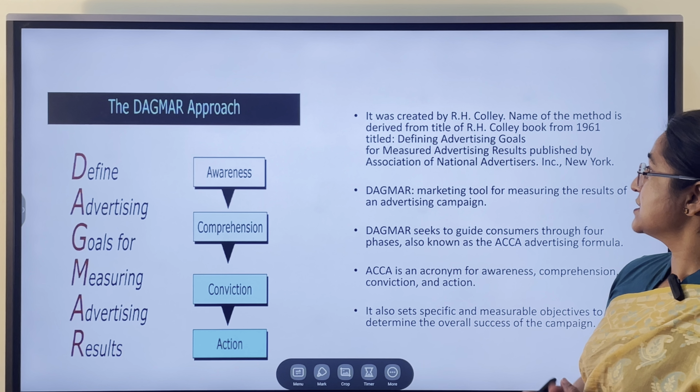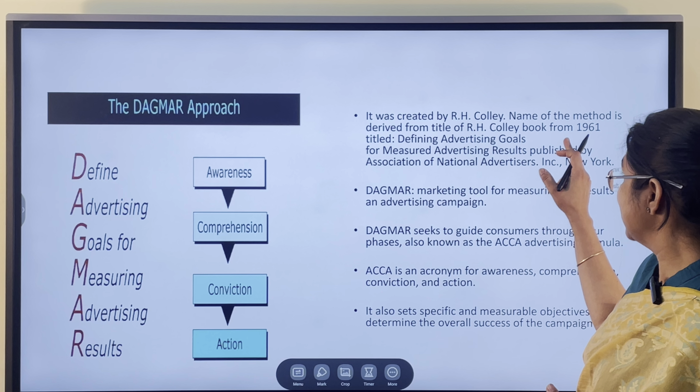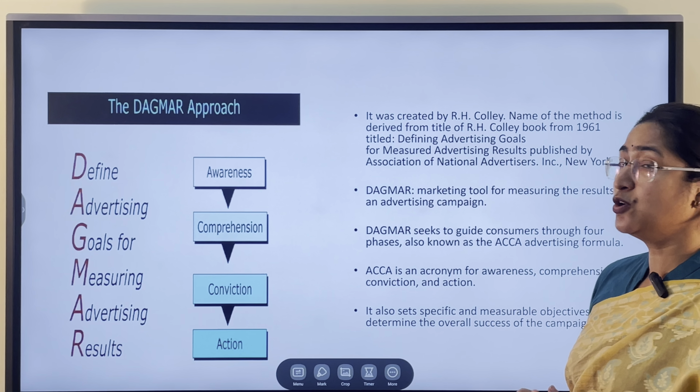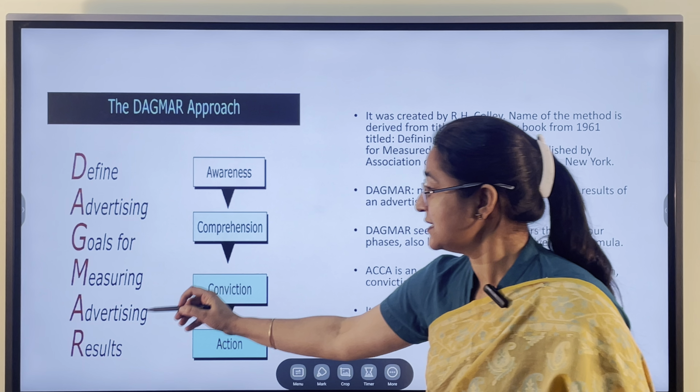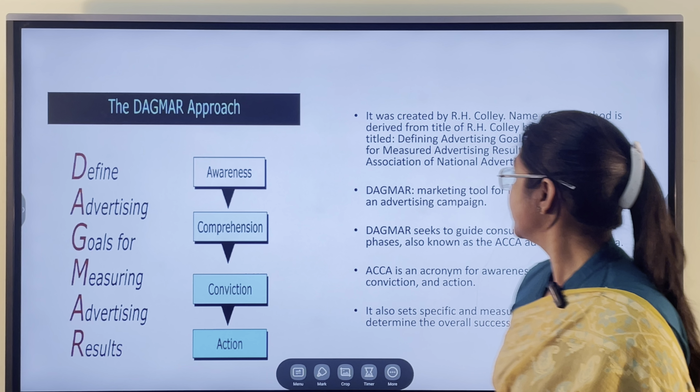This approach was given by R.H. Cooley. In 1961, he wrote a book titled Defining Advertising Goals for Measured Advertising Results. That is the full form of the DAGMAR approach.